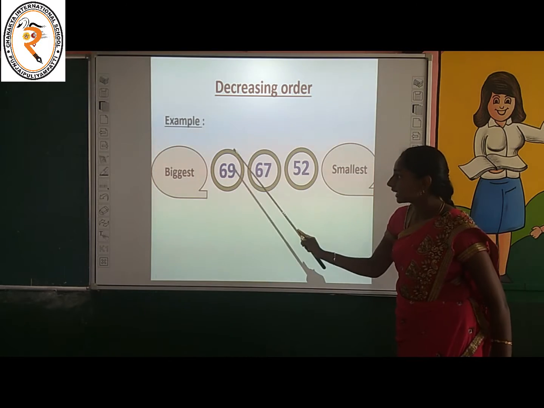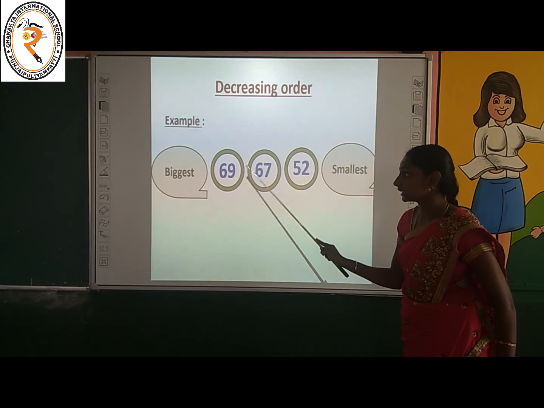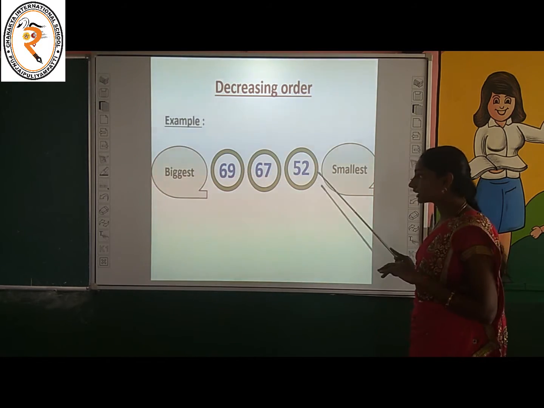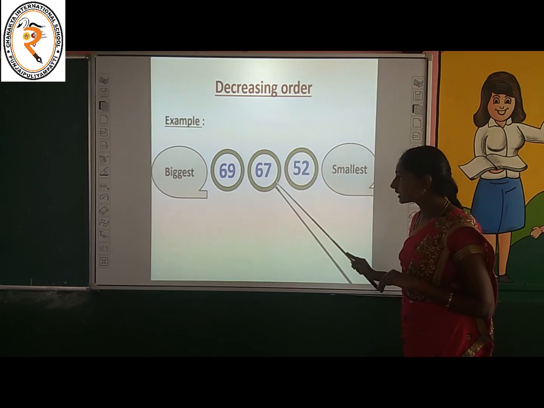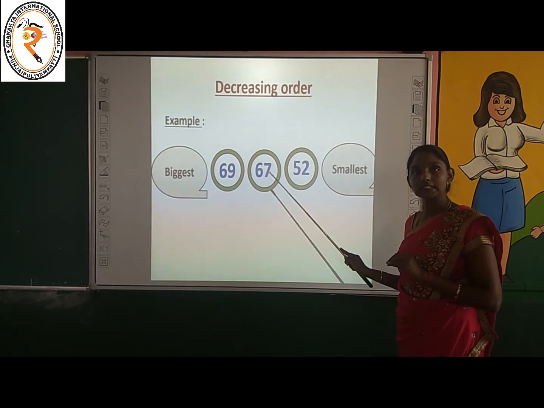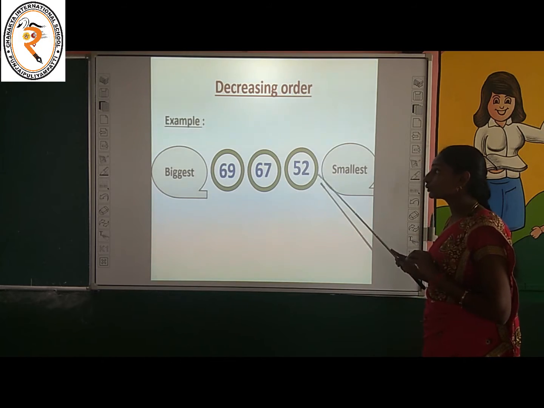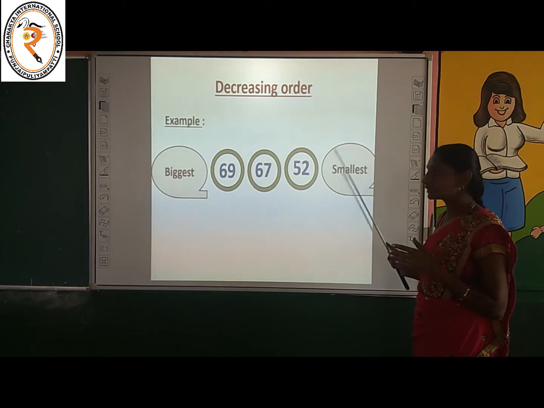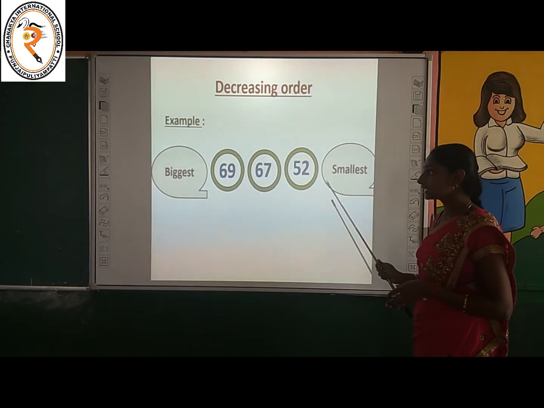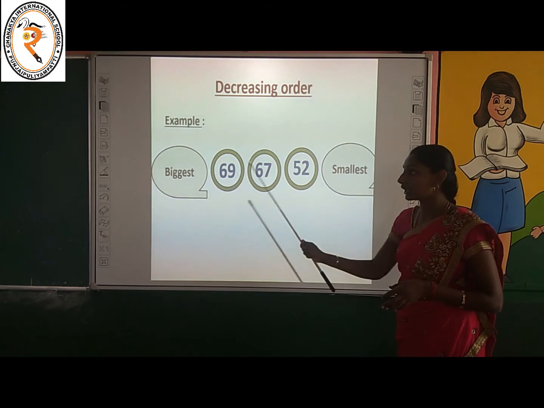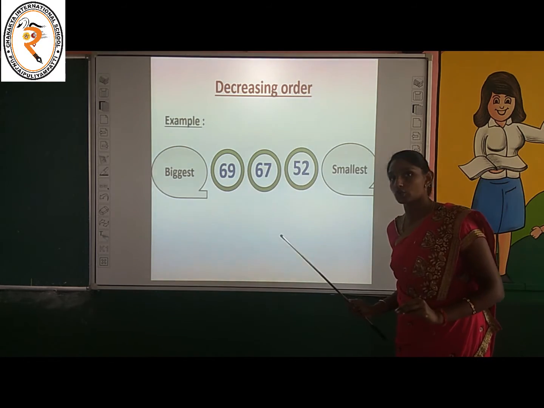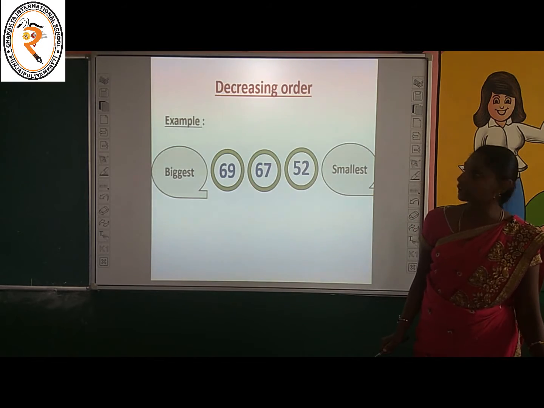Let's see. Yes, see the number 69. It is the biggest of the given 3 numbers. See 67, it is smaller than 69, and 52 is the smallest of all the 3 numbers. How is it arranged? Here the arrangement is from biggest to smallest. Okay, let's see some more examples.